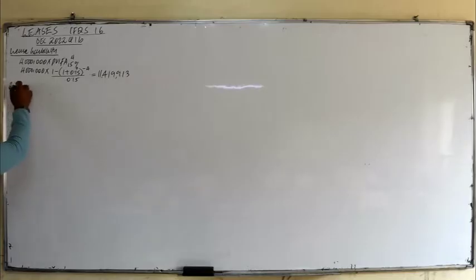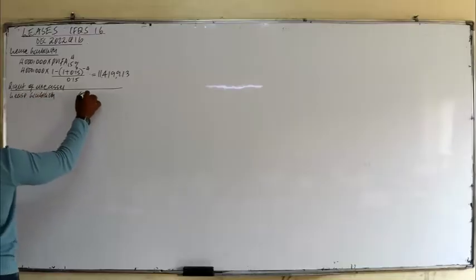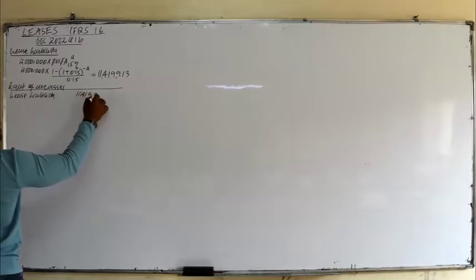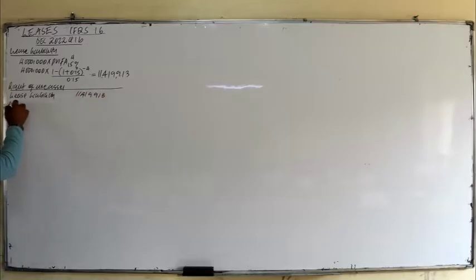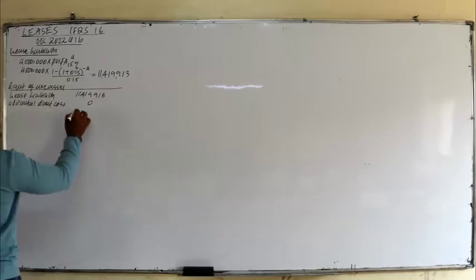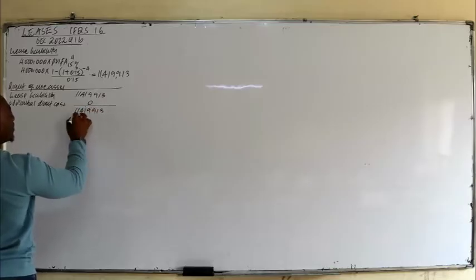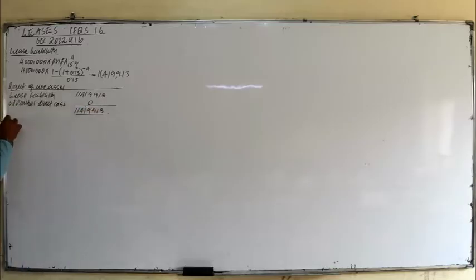What about the right of use asset? It will be the same. To get the right of use asset, you take the lease liability, which is 11,419,913. You add the initial direct cost, which was 0. Then you also add the payment in advance. This one we are paying in arrears, so it remains the same, 11,419,913.